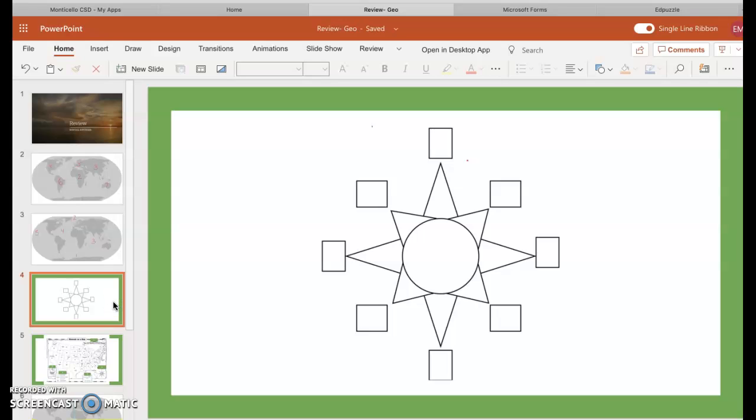Next, we have a what? Yes, a compass rose. This is our compass rose. Now, the 4 main cardinal directions. What are those?